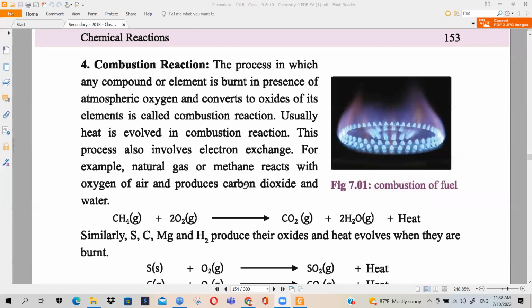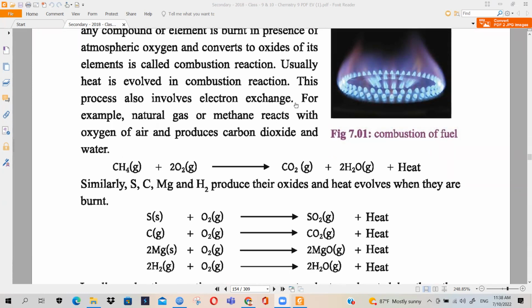You don't have to remember the definition. You can write it on your own. Usually heat is evolved in combustion reaction. We would study heat evolving reactions and heat conserving reactions again, and we will do maths as well regarding that. This process also involves electron exchange. For example, natural gas or methane reacts with oxygen of air and produces carbon dioxide and water.